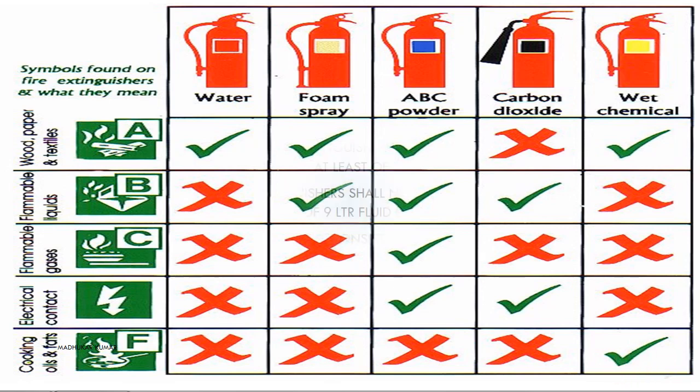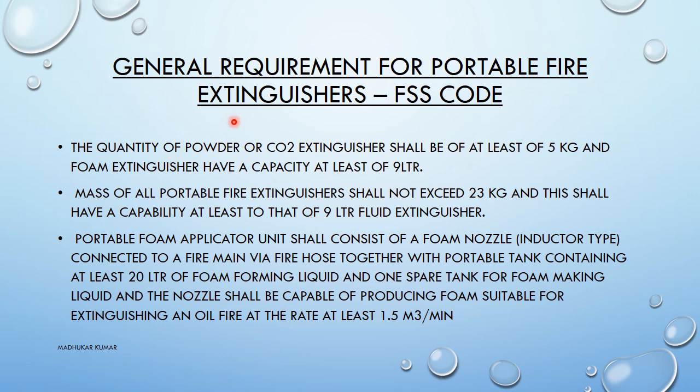Okay, now there are some general requirements of the portable extinguisher which you can see. So when we talk about the CO2 extinguisher, it is about 5 kgs, and foam extinguishers, as you can see, about 9 liters. Okay, so either you talk about foam or water, these capacities are in liters, and when we talk about CO2 or DCP, it is in kgs.